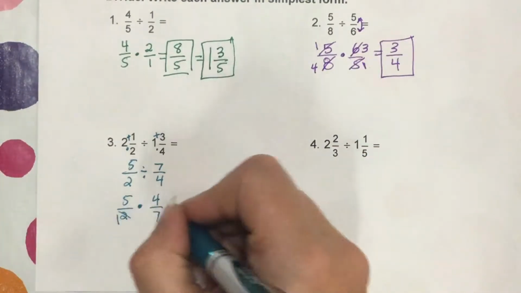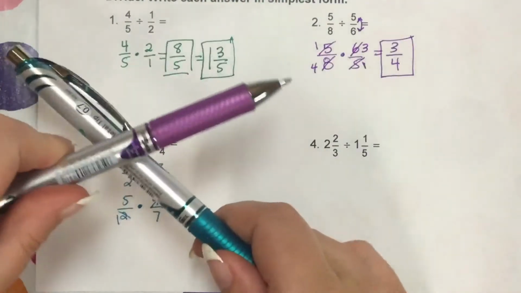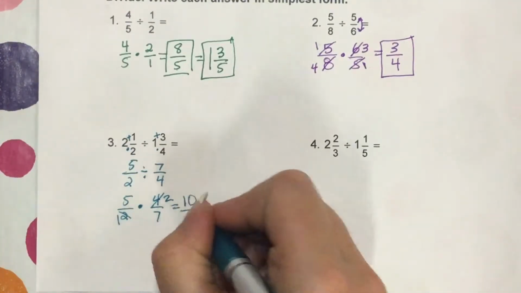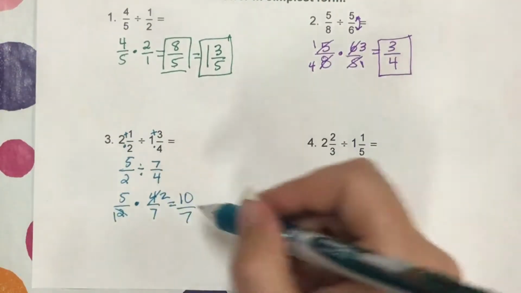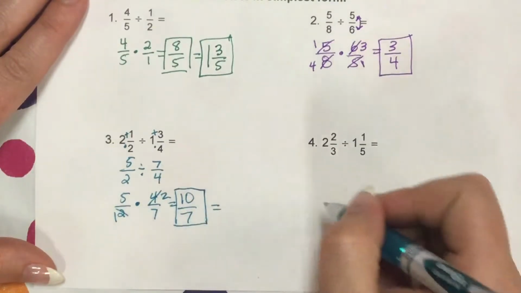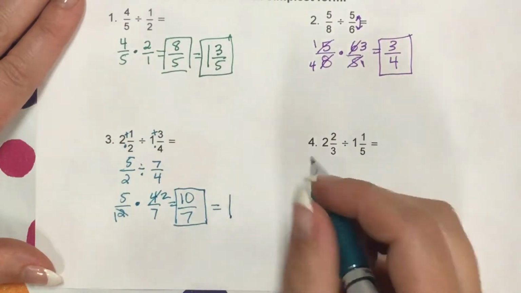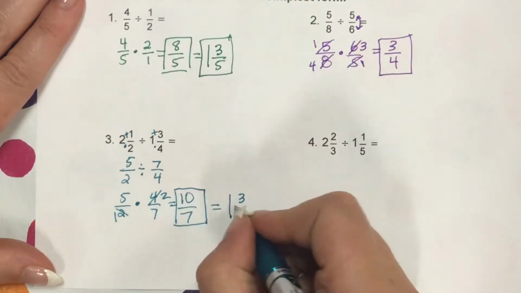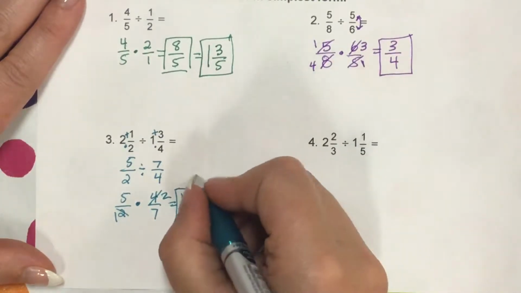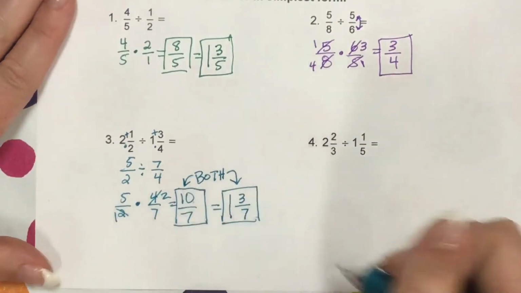2 goes into 2 one time. 2 goes into 4 2 times. So now that we've cross-canceled, we just need to multiply across. So 5 times 2 is 10, and 1 times 7 is 7. So 10 over 7 is the answer, and that is in simplest form, but we could change it to a mixed number, so why not? 7 goes into 10 one time. 1 times 7 is 7, and there would be 3 left over, and we keep that number on the bottom. So make sure you write both of these answers. I want you to have them both written down, the improper fraction and the mixed number.